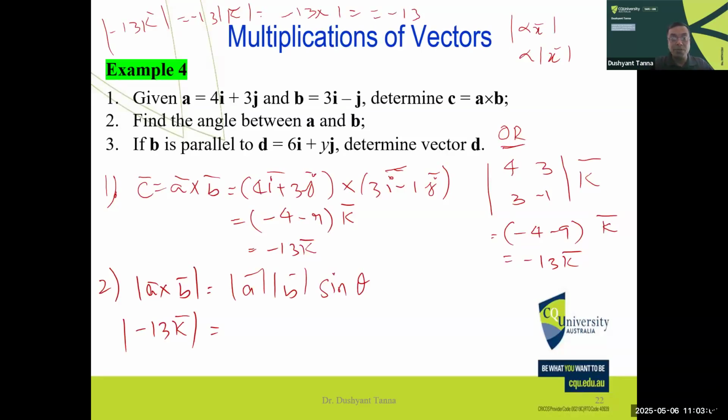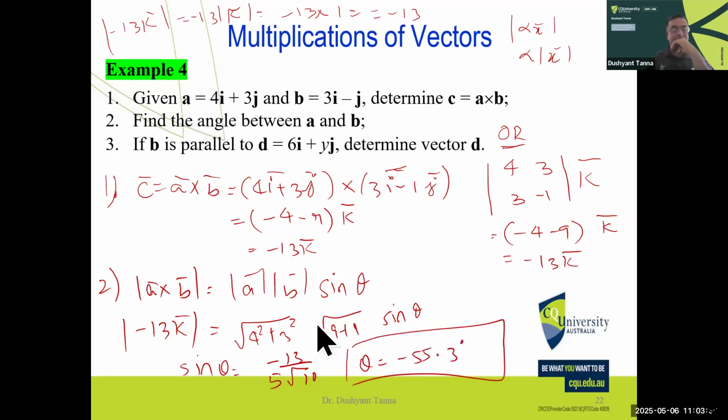Magnitude A. Do we have magnitude A? No, but we know it's 4 square plus 3 square, so 5. And root of 9 and 1, so it's root 10. Sine theta. Okay. So this is minus 13. So if I make sine theta the subject, 5 and root 10. Yeah. And theta will be, since it's a minus, it's only 1 minus 55. Okay.